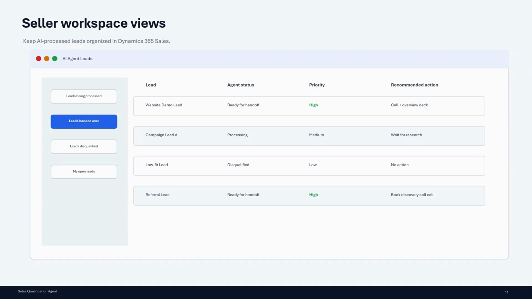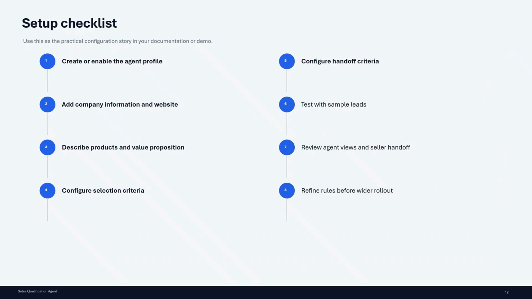All right. Then we have the setup checklist. So this slide gives us a sample setup checklist. First, create or enable the agent profile. Then add company information and website details because the agent needs to understand your business. Next, describe your products, services, and value propositions.